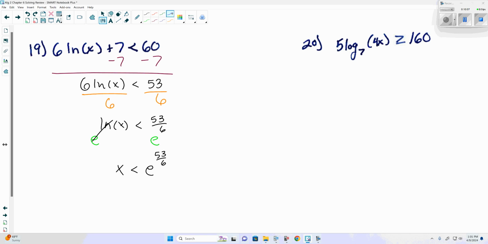Now, again, let's just look at this here. x is inside the logarithm. Only term inside, so that x value has to be greater than 0. Now, is 0 less than e to the 53 over 6? Well, e to the 53 over 6 is some big number, yes? So, for this problem, we would technically need 0 is less than x is less than e to the 53 over 6.